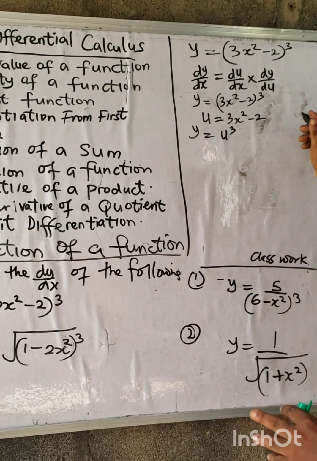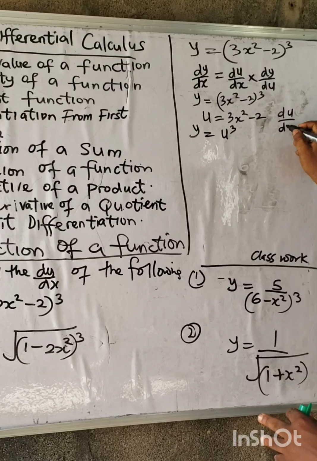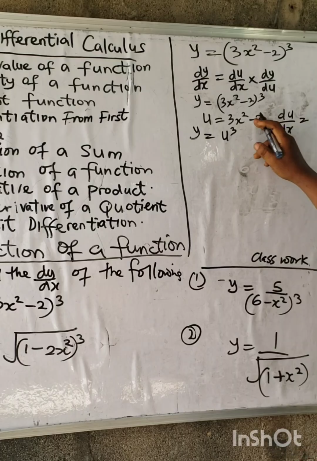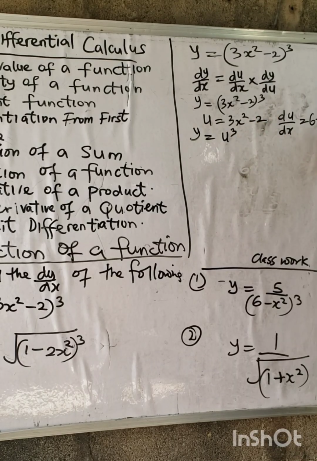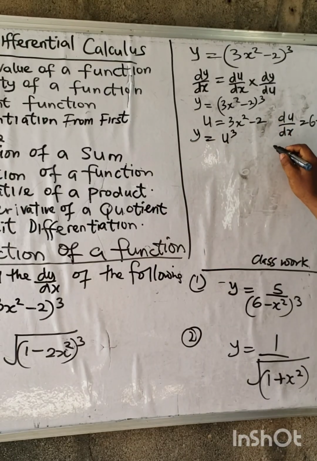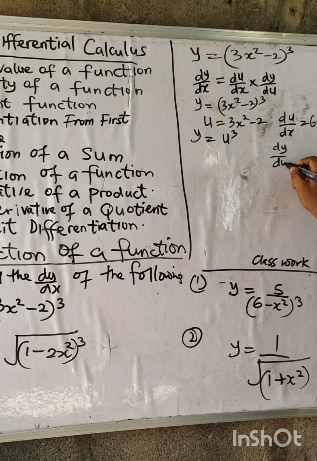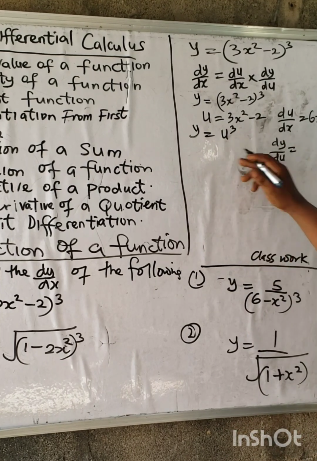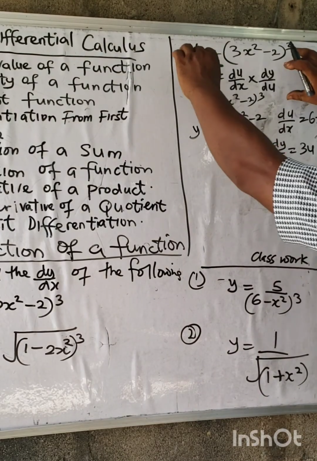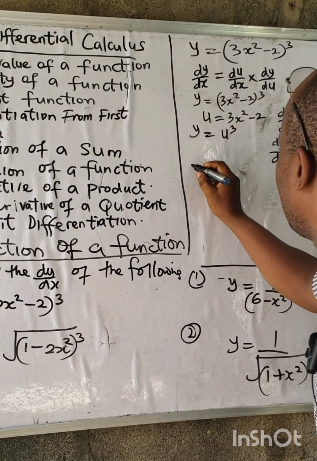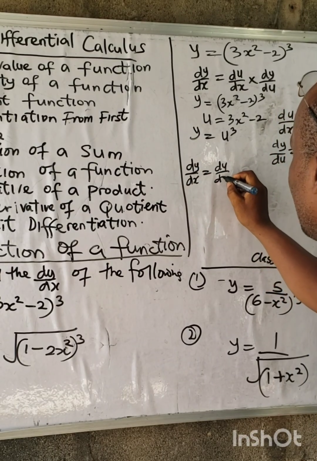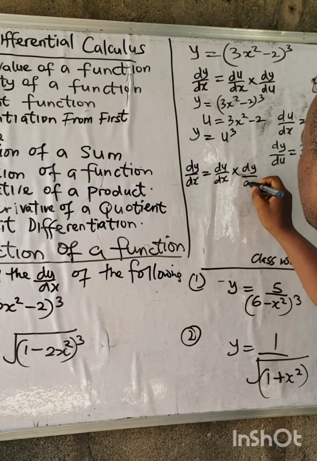If we differentiate u, du/ds will become 2 times 3, that's 6s. We now differentiate y separately. dy/du will become 3u squared. Is it clear? We now apply the law. The law is dy/ds equals du/ds multiplied by dy/du.